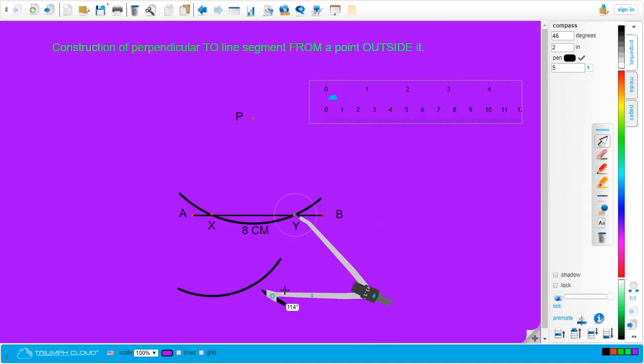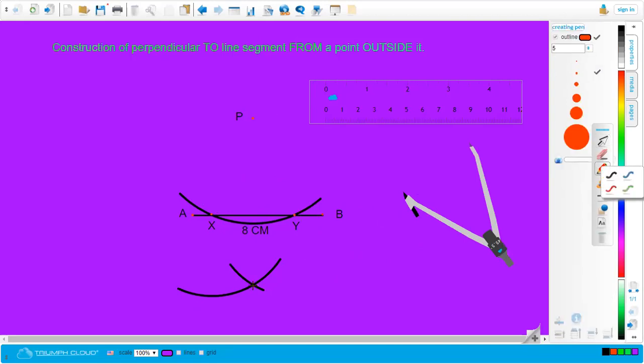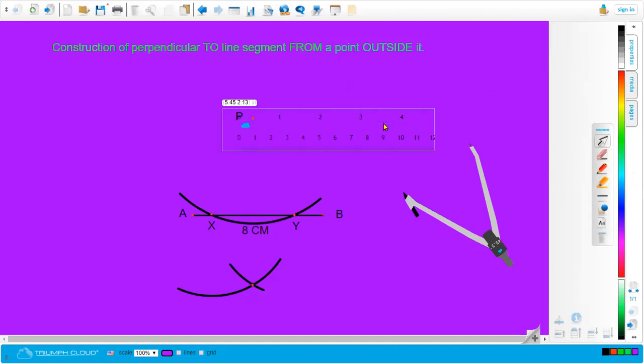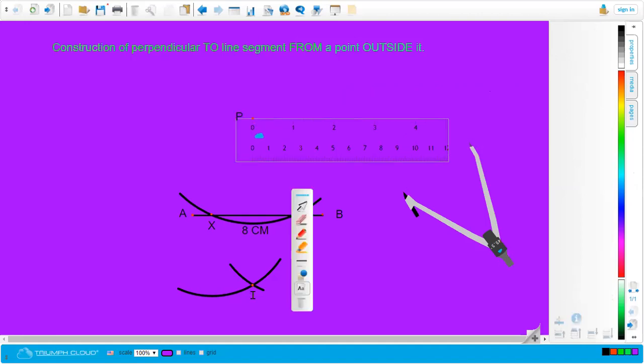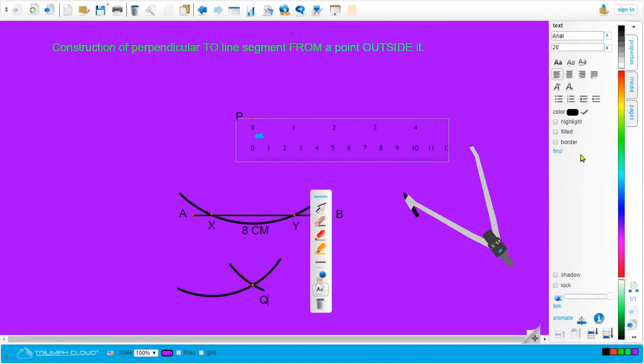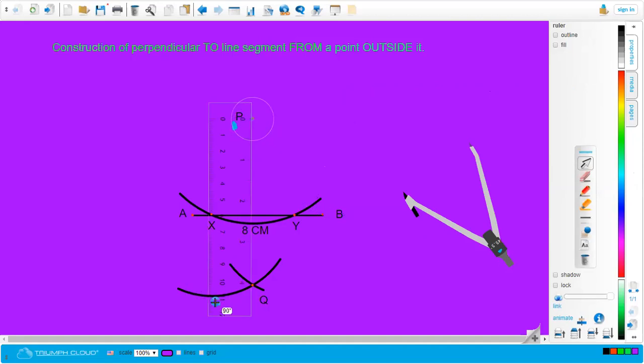This point of intersection below the line segment, let's say this is the point Q. We have to connect this point of intersection to the point P, which was located outside. Finally we have to connect the points P and Q. Let me use the scale to connect them. The line should be very straight, and that will finally be the perpendicular.